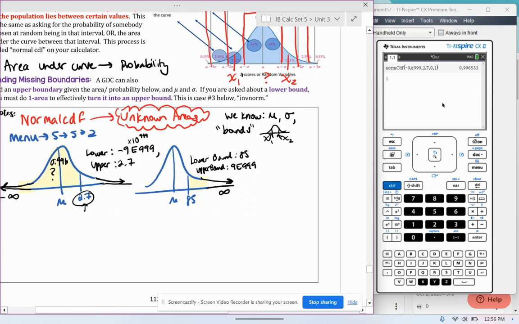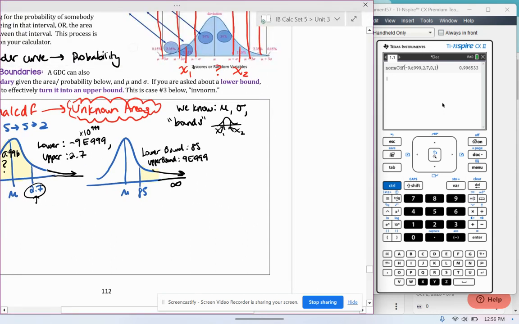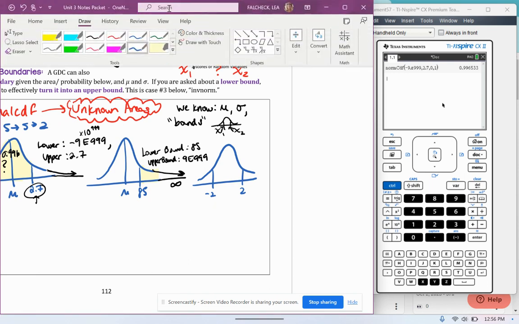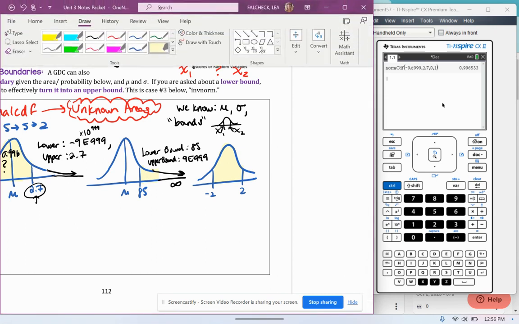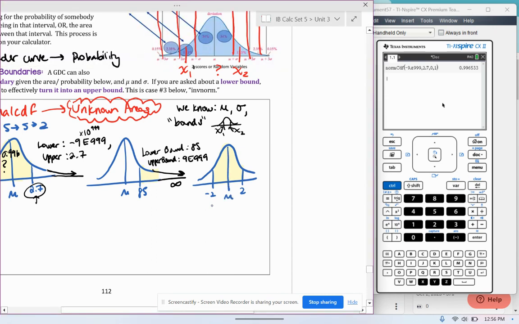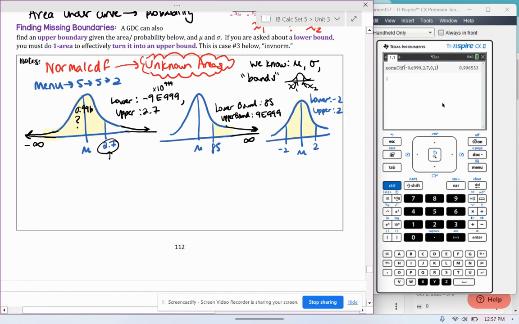Okay. And then there's another way that you could see normal CDF used, and that is if we are bound between two scores. So let's say we're bound between -2 and 2, and we're trying to find the area between these two data points, or the probability that you would select an area between those two data points. Your lower bound would be -2, and our upper bound would be 2. So with the normal CDF function, or just trying to find an unknown area, you just have to identify the lower bound and the upper bound by drawing a picture, and then you just input that into the calculator. That's it.